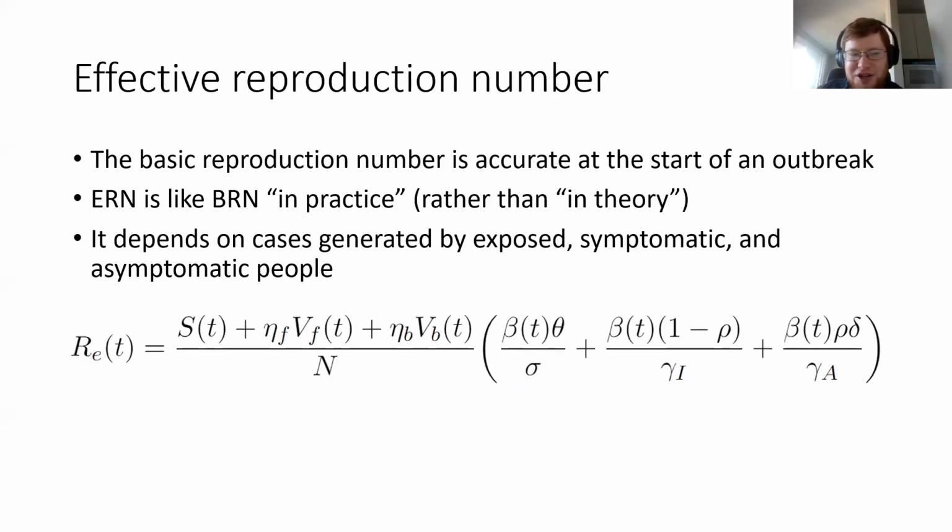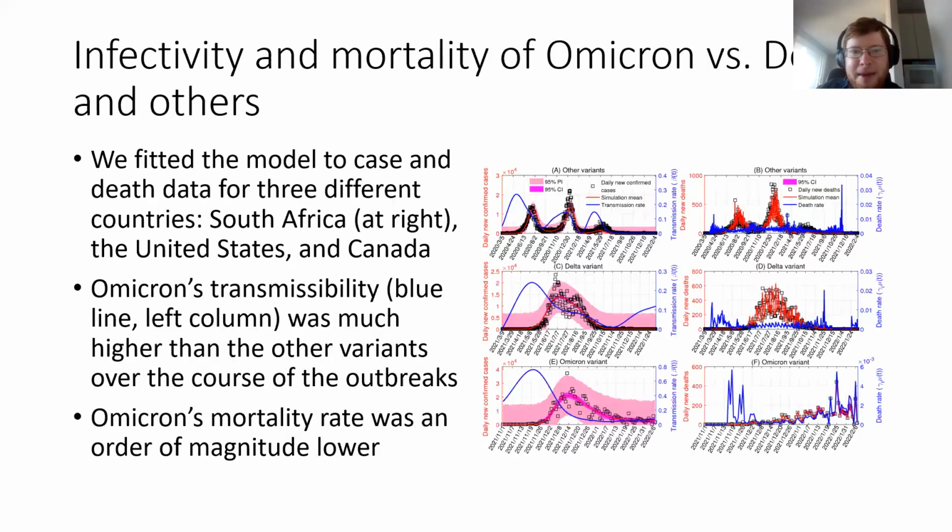And so we use this to generate the effective reproduction number over the entire course of the outbreak, or all the time we tracked at least, for all the variants we tracked, right? Once again, this was the wild type, and then Delta and Omicron.